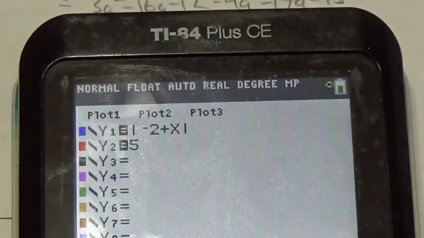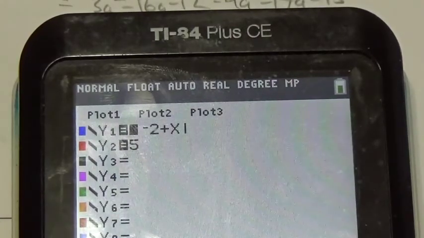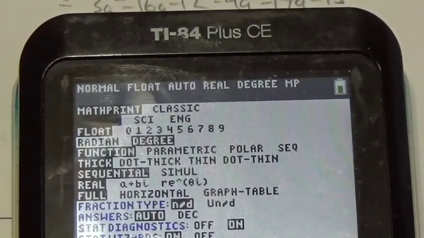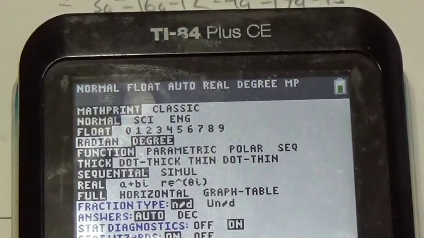Now let's just check. Take a look here. Whoops. Don't know what I just did there. Quit. Oh my gosh. Why is that working?